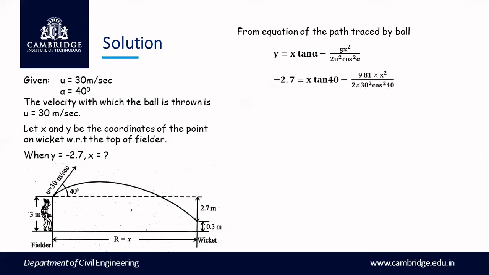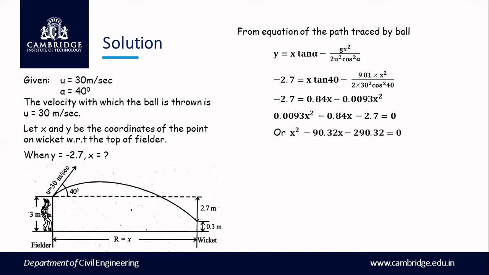Substituting all these things here and solving, you get this. So you can form a quadratic equation. To start with, I want it as x squared. So I make further adjustments, basically by dividing throughout the equation by 0.0093, and I get x squared minus 90.32x minus 290.32 is equal to 0. So I know how to get the solution for that.